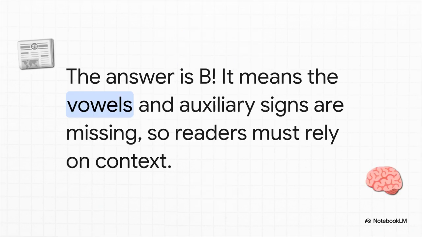The answer is B. It's when all those little vowels and signs are just missing. An unvocalized text is basically just the consonants. Believe it or not, most modern books, newspapers, websites, they're all written this way. Fluent readers just use the context of the sentence to figure out the vowels. And that is why it's so important to really master these signs when you're starting out.